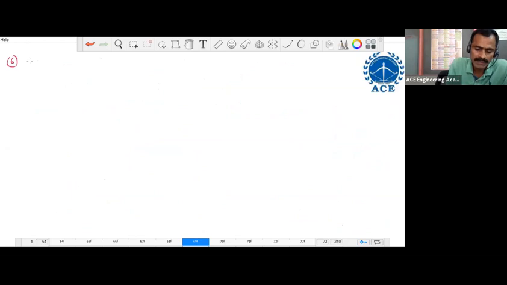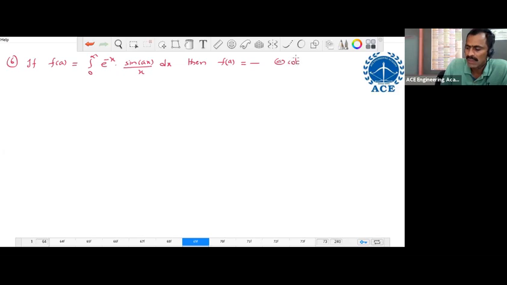Problem number 6. If f of a equals the integral from 0 to infinity of e power minus x into sine ax divided by x dx, then f of a equals: option A, cot inverse of a; option B, a pi by 2; option C, tan inverse of a; option D, minus a pi by 2.